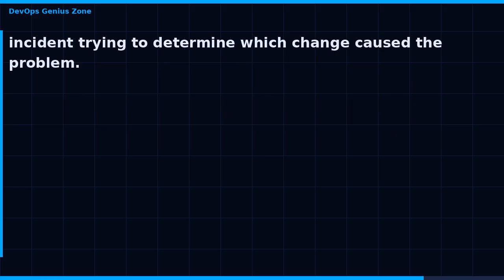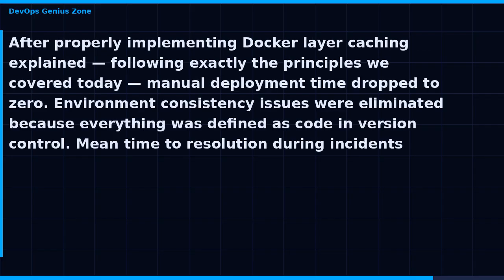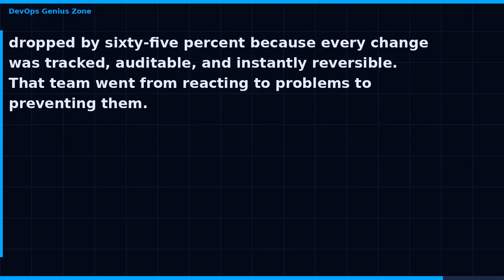After properly implementing Docker layer caching explained, following exactly the principles we covered today, manual deployment time dropped to 0. Environment consistency issues were eliminated because everything was defined as code in version control. Mean time to resolution during incidents dropped by 65% because every change was tracked, auditable, and instantly reversible. That team went from reacting to problems to preventing them. That is the real value of mastering Docker layer caching explained.